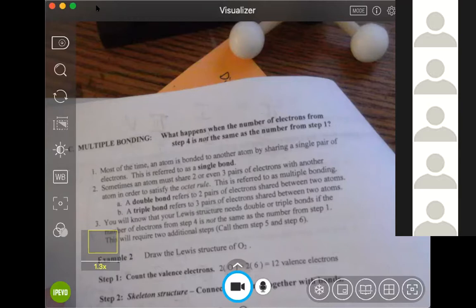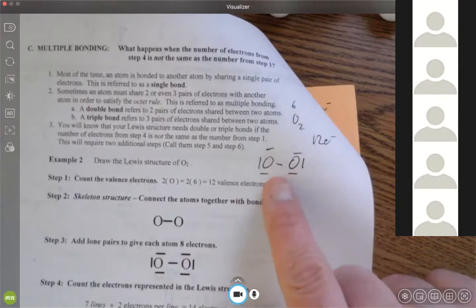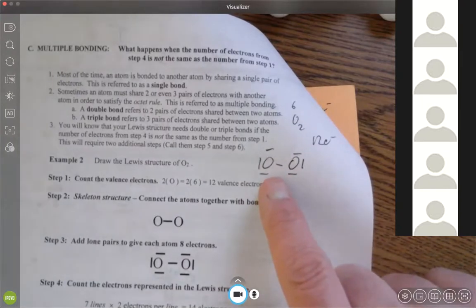The problem is, what number did I say whenever I added all these up? 2, 4, 6, 8, 10, 12, 14. I'm showing 14 electrons, but 6 times 2 is 12. That means I am 2 over my electron budget. So what must I do? Well, that means I need to form a double bond. By saying that these 2 atoms are sharing another pair of electrons, I can get rid of 2 of these electrons. Just watch what happens.